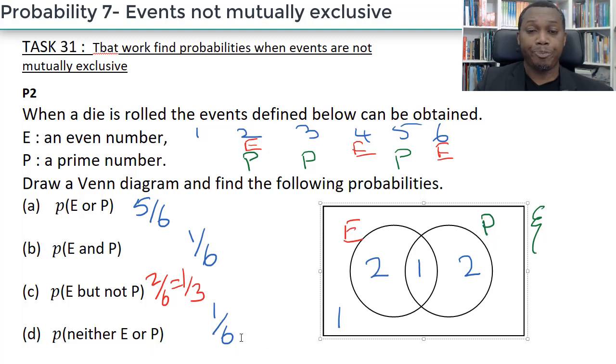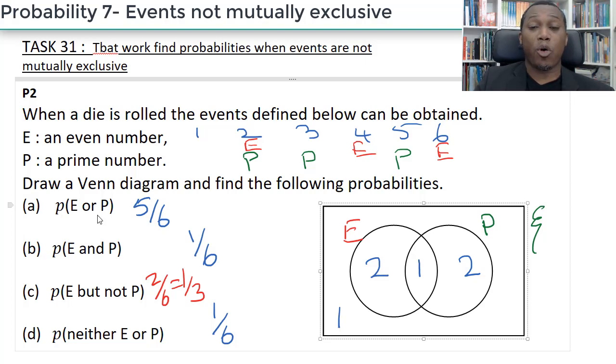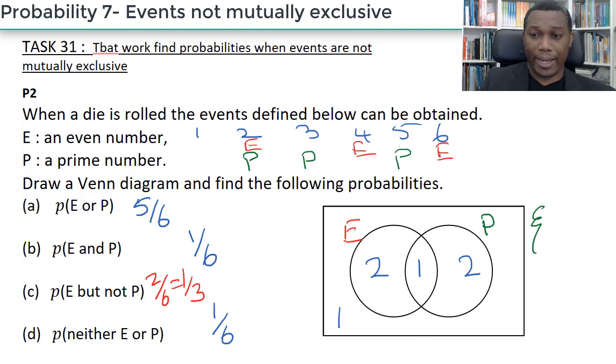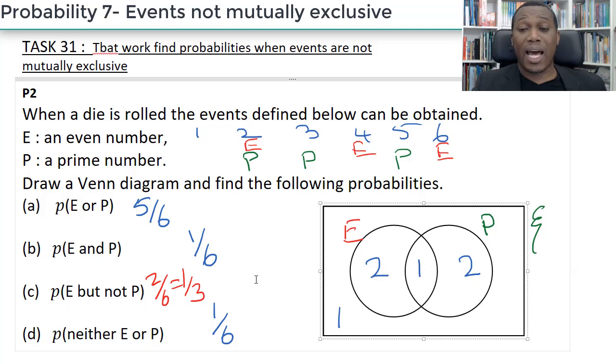The probability of E or P, it's the combination of the 2 circles, 5, and it's 5 out of 6 numbers in total. E and P is the overlap, 1 out of 6. E but not P, that is where we are canceling out. We don't want P, so that's what we're left with, 2 on 6, which is a third. And neither E or P, that means outside of the 2 circles, so 1/6 the chance.